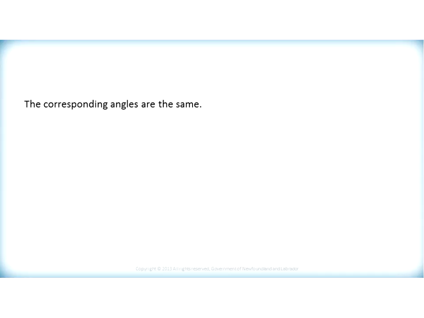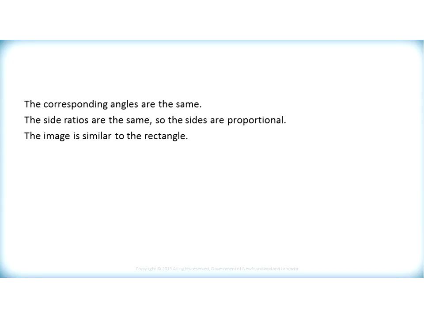So we know that the corresponding angles are the same. They're all 90-degree angles. We know that the side ratios are the same, so the sides must be proportional. When the ratios are the same, the term we use is proportional. The image is similar to the rectangle, the original object. And if he reduces the rectangle, the object, the image will fit. So seeing as how the images are similar due to the fact that the angles and the side ratios are the same, that means that this image is a dilation.